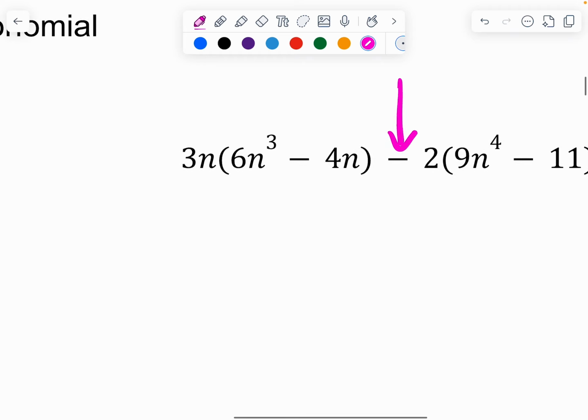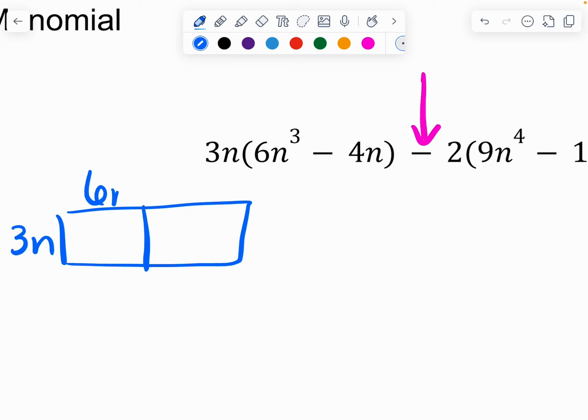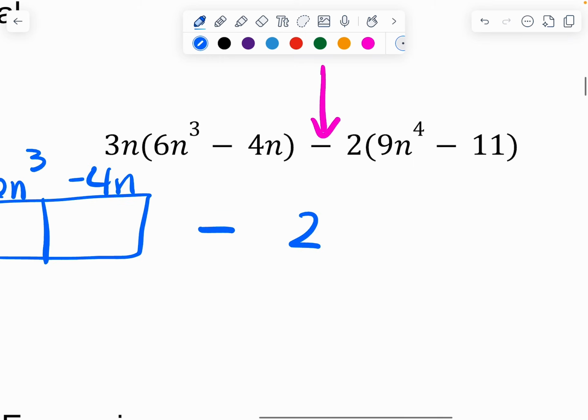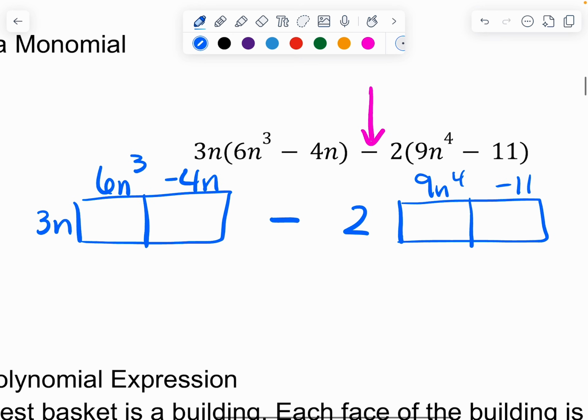Okay, over here, look here, we have a subtraction sign here. So we have two things going on. The first one, I'm going to do a distributive, 3n. I have 6n to the third minus 4n. Then I have a minus, and then I have a 2, and it's being multiplied by 9n to the fourth minus 11. So when I do this problem, I'm going to make it a little smaller.